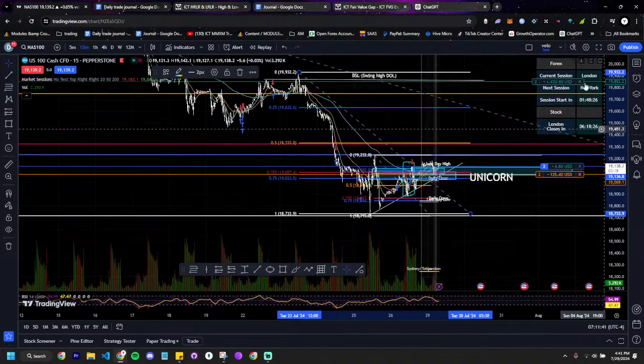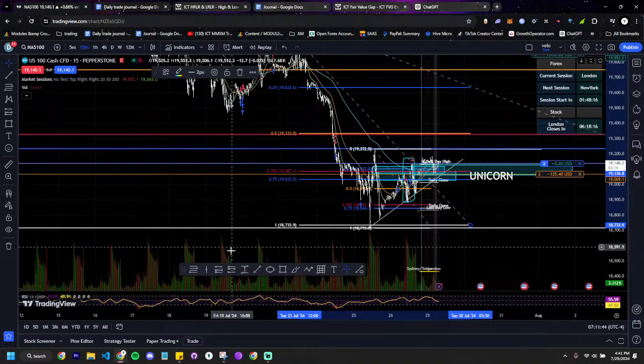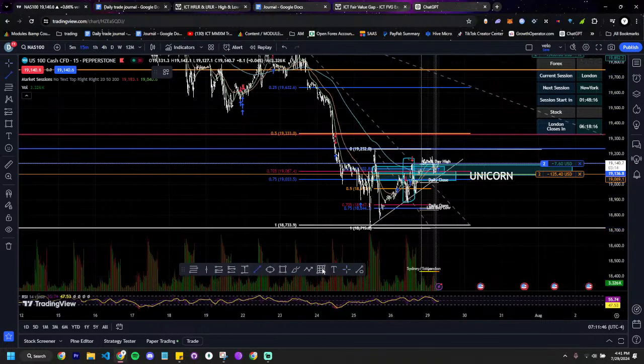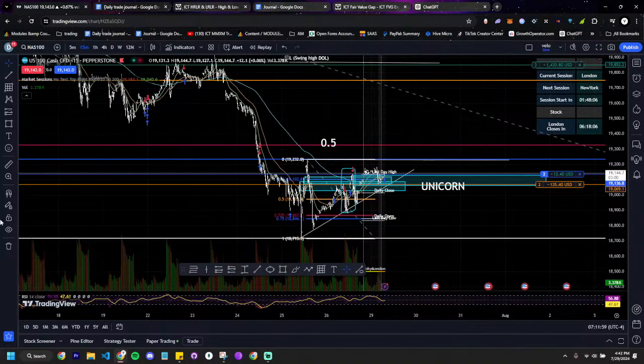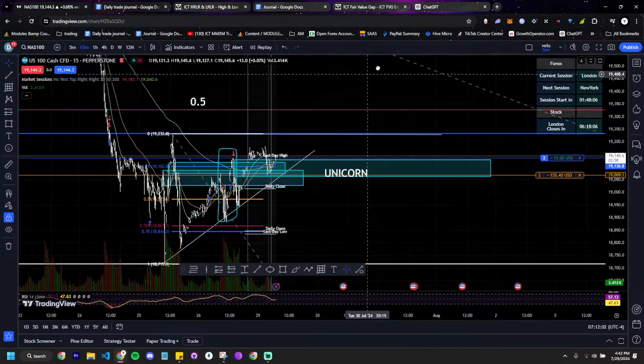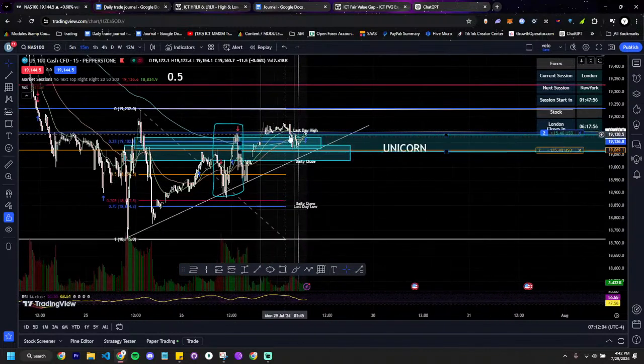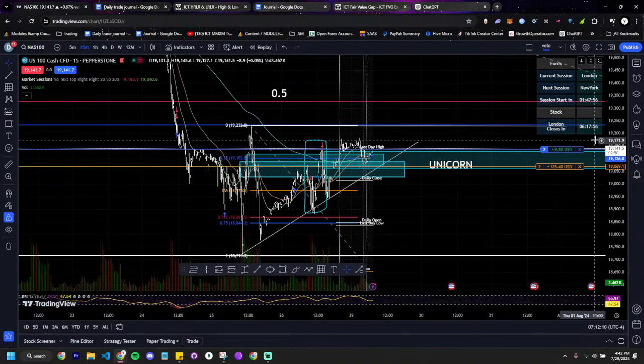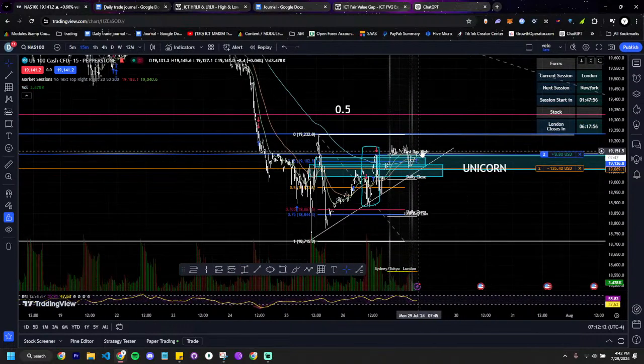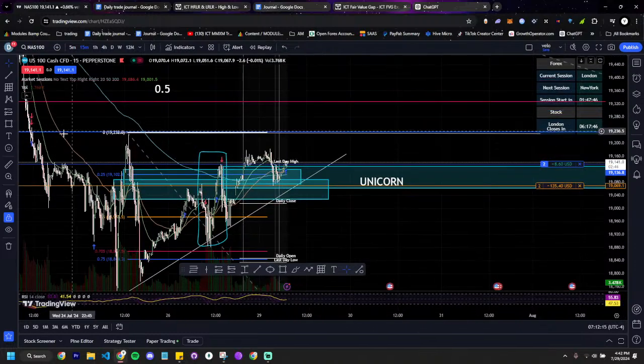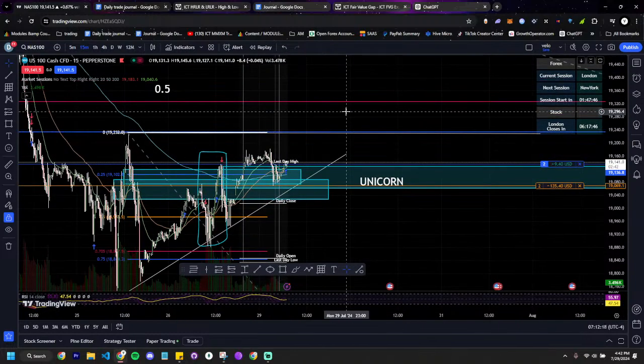I'm expecting a reaction over here, but let me mark this level in some different color so that it makes more sense. Let me just say 0.5. Alright, so this is the 0.5. I'm expecting a reaction over here. And this is the trend over here. So we're on premium right now, so we can't enter. We just gotta wait until it hits this buy side liquidity and see what happens from there. I'm expecting this level to be retested and then retrace towards this. I don't know, let's see.